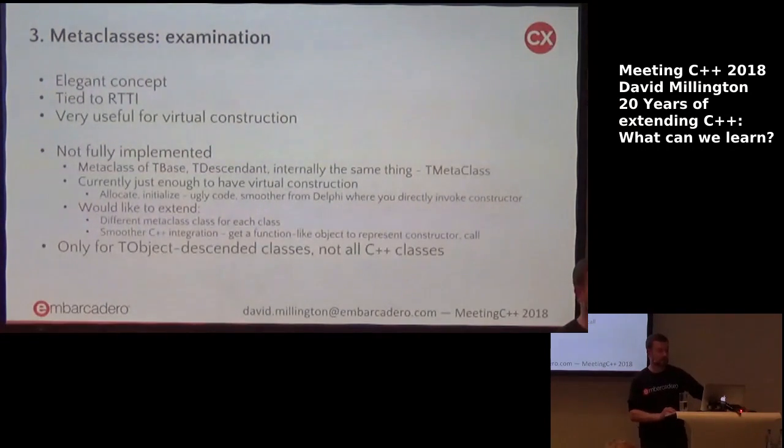So, examining these, they're a really elegant concept. They're very closely tied to RTTI, and they're very useful for virtual construction. Now, despite everything I just said, they're actually not fully implemented. So in our implementation, the metaclasses of both the base and descendant are actually internally represented by the same thing. So we have just enough to query things like an instance size or a name, or to invoke a virtual constructor. And this would be really good to extend. And I think we could also make it a little more C++-ish, such as getting some kind of function-like object to represent the constructor call. Currently, when you want to call the constructor, it's a little bit ugly. And again, it's only for T-object descended classes, not all C++ classes.